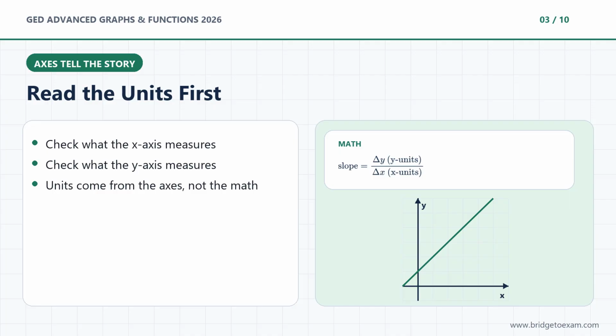Before you calculate, read the axes. Look at the x-axis. What does it measure, and in what unit? Look at the y-axis. Same question. Once you know the units, the slope's meaning is already decided. The number comes from rise over run, but the units come straight from the axes.